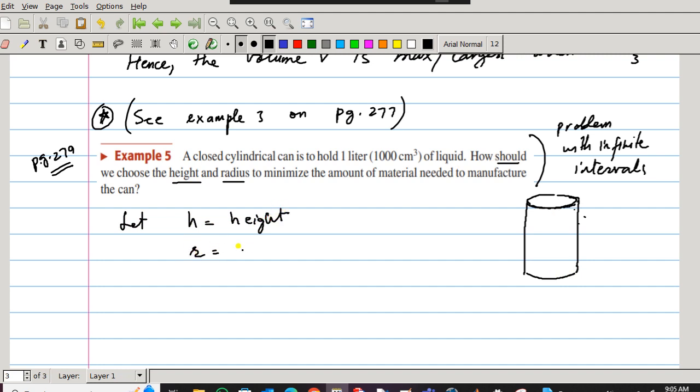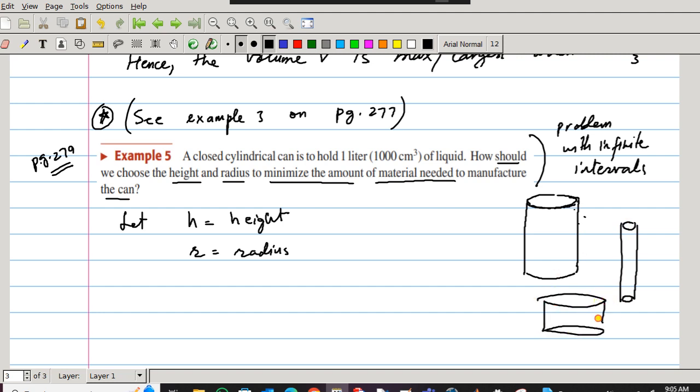And r be the radius, to minimize the amount of material needed to manufacture the can. Now he said, I want to make a can which holds 1 liter of juice or whatever liquid in it. But I can make different shapes. I can take the height longer and maybe a radius small, or I can take a radius large and height smaller. Both can hold 1 liter, no problem, right?